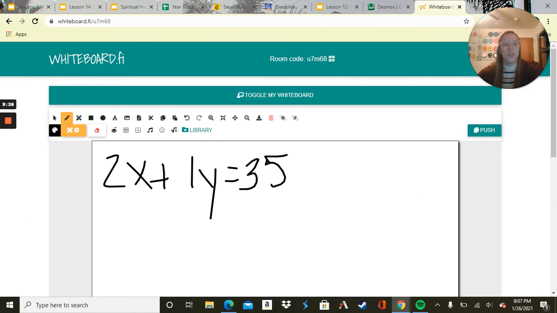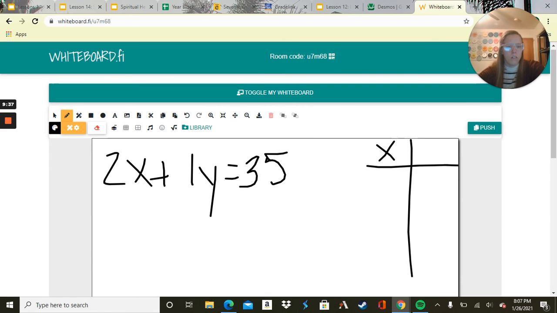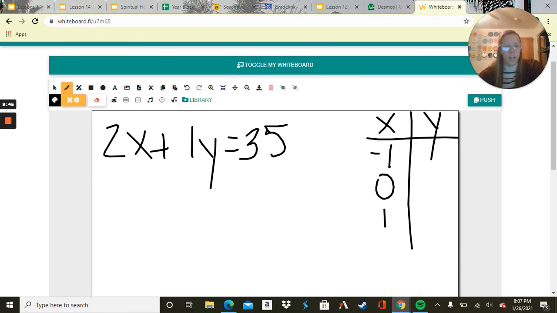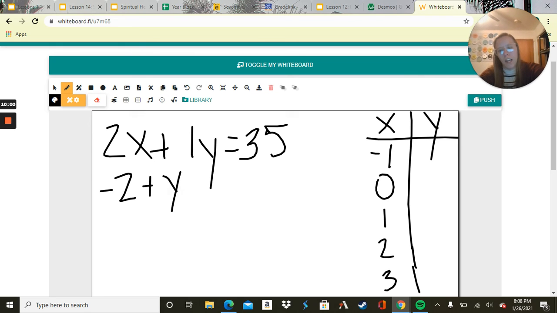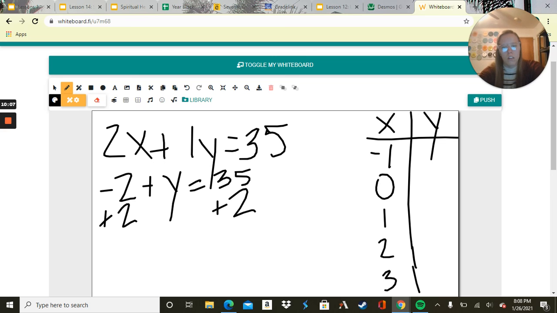So I wrote the equation. So $2 per bag of candy, X, $1 per drink, Y, and total of $35. So, like past, we'll do -1, 0, 1, and 2. We'll throw 3 in there too, okay? So 2 times -1 is going to give us -2 plus y, because there's an understood 1, equals 35. We add 2. Uh-oh. Y equals 37. Okay. She can't really buy a negative candy, but doesn't matter for this.